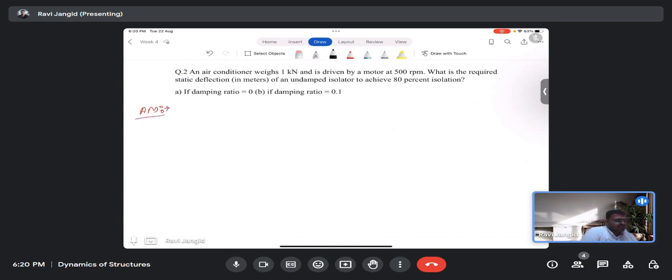In this question we are given an air conditioner whose weight is 1 kilonewton. It is driven by a motor whose frequency is 500 rpm. What is the required deflection of an undamped isolator to achieve 80% isolation?